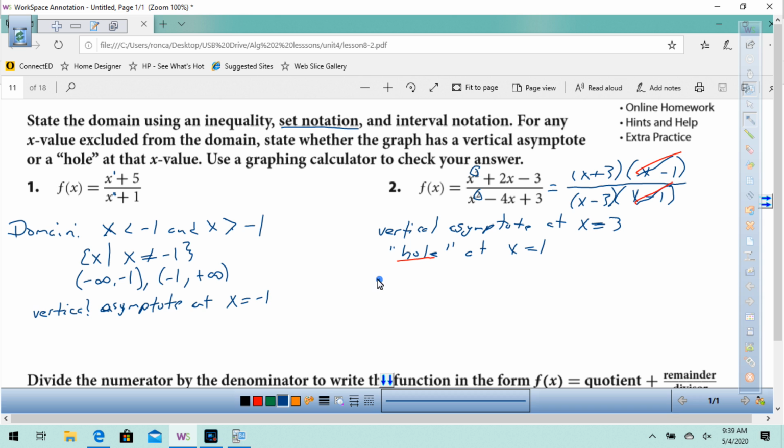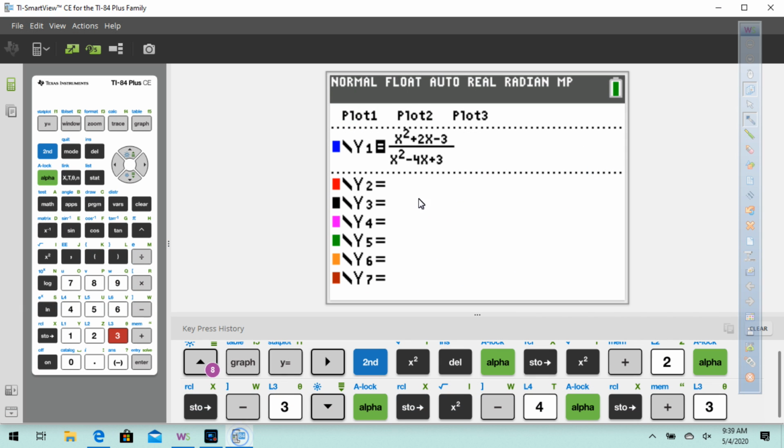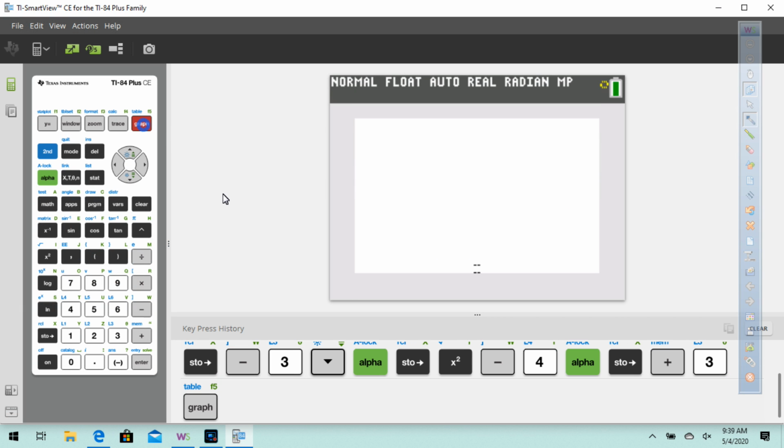The domain is going to be kind of three-parted here. X is less than 1, 1 is less than x is less than 3, and x is greater than 3. And let's check it. So now that we got that, let's graph it.